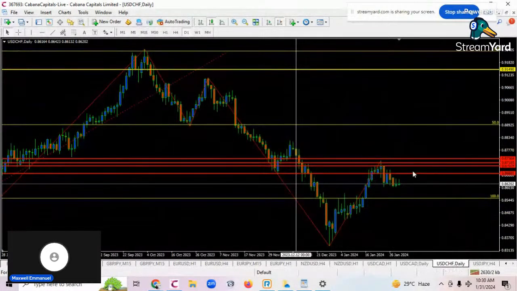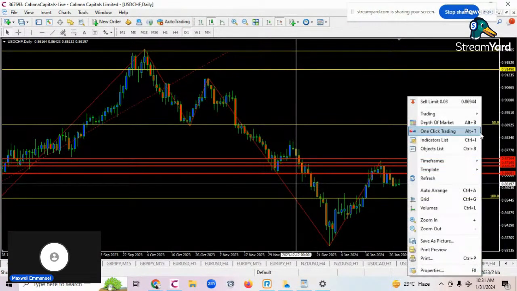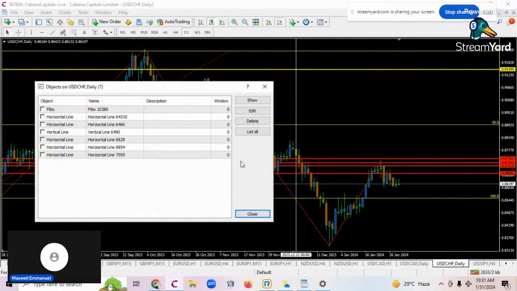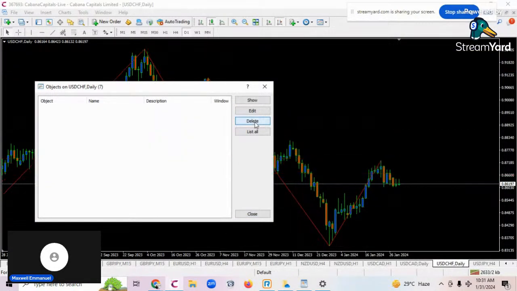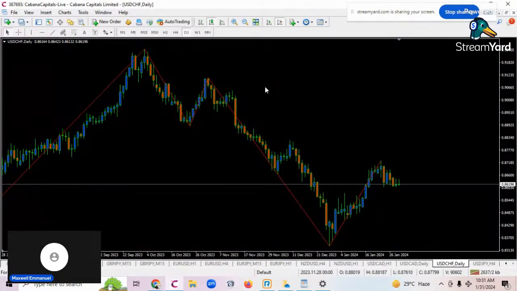So the pattern we have on USD CHF is similar to what we have on USD CAD, and that's because both pairs are positively correlated. If USD CAD is bearish, there is a high probability that USD CHF would be bearish because USD is the base currency on both pairs. So that's what's playing out here.